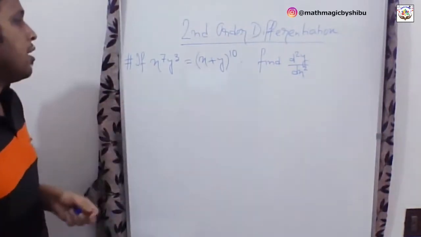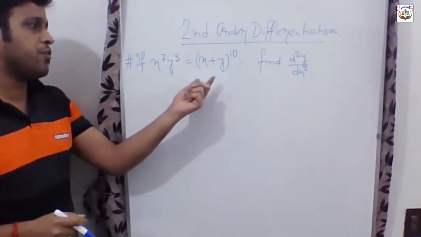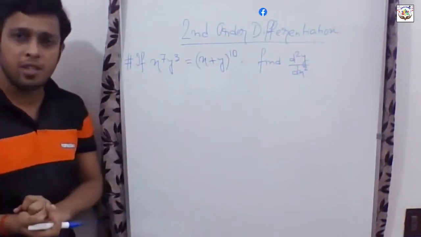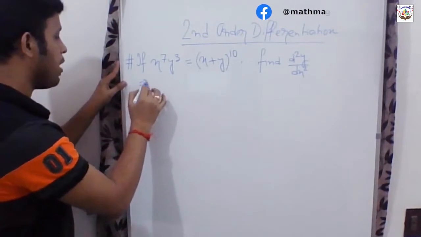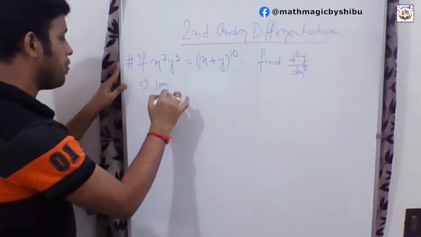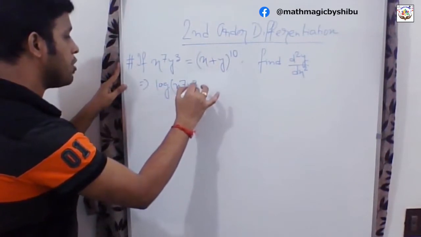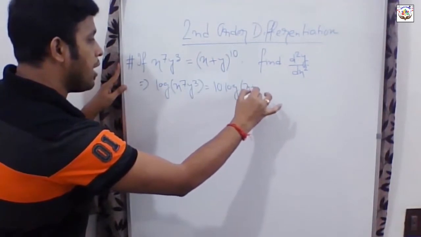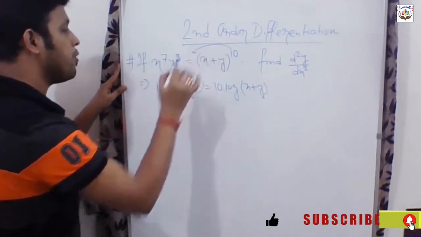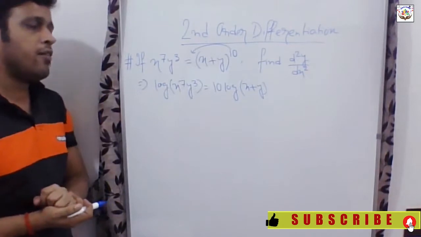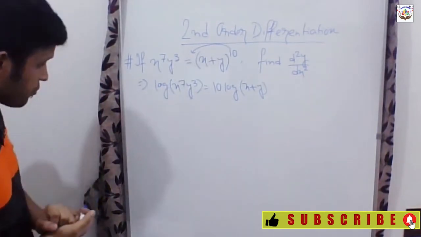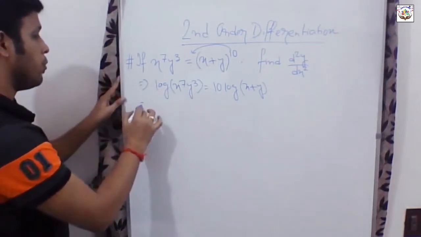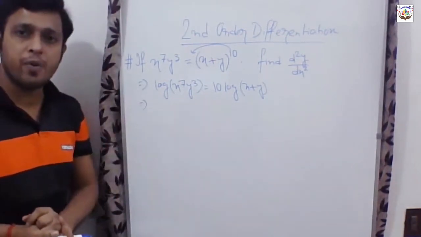So as we can see, x to the power 7 y cube equals (x plus y) to the power 10. I hope you have guessed that we can apply log to this expression. If we apply log, then log of x to the power 7 y cube equals 10 log (x plus y). As you know, the power will come in front whenever we are applying log, right? Okay, now what we need to do is differentiate both sides with respect to x.